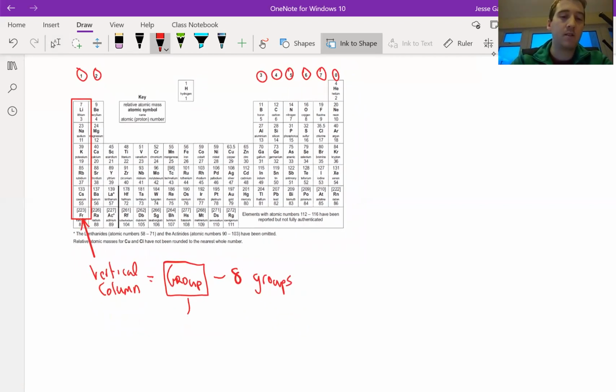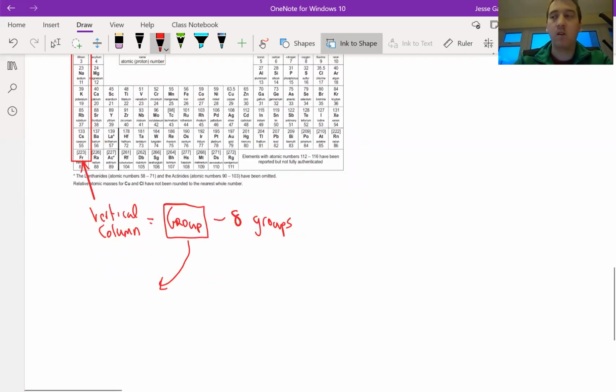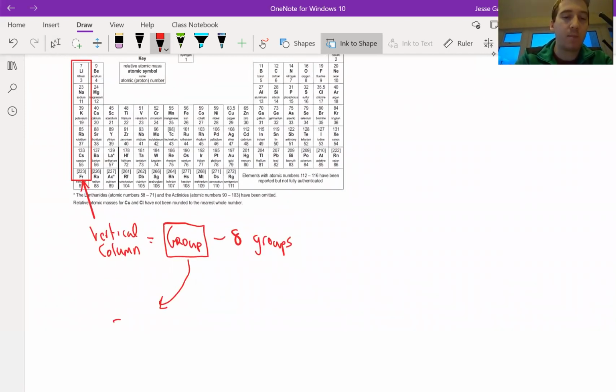Now, all elements within a group have similar properties. Now, what was a property? We learned about properties in the last lesson. So speak your answer to the screen. What is a property?